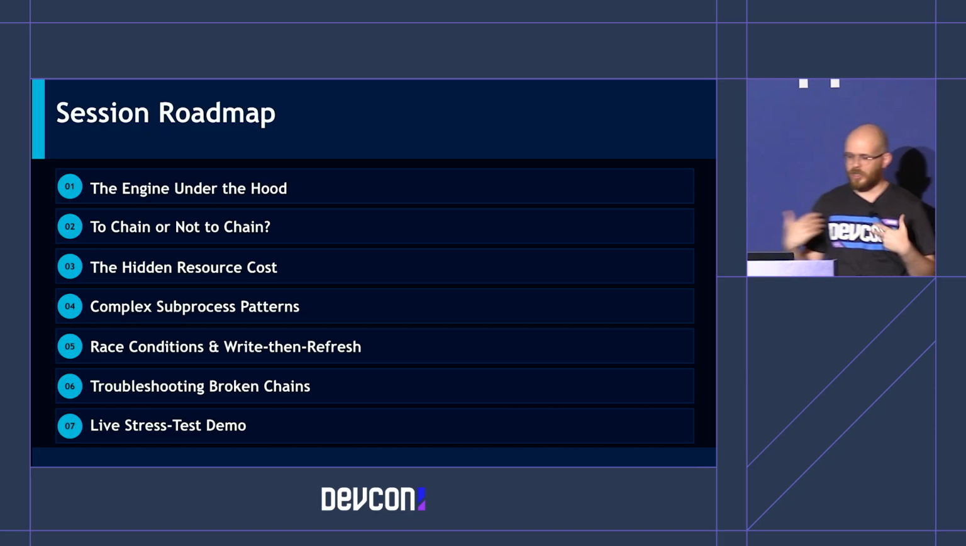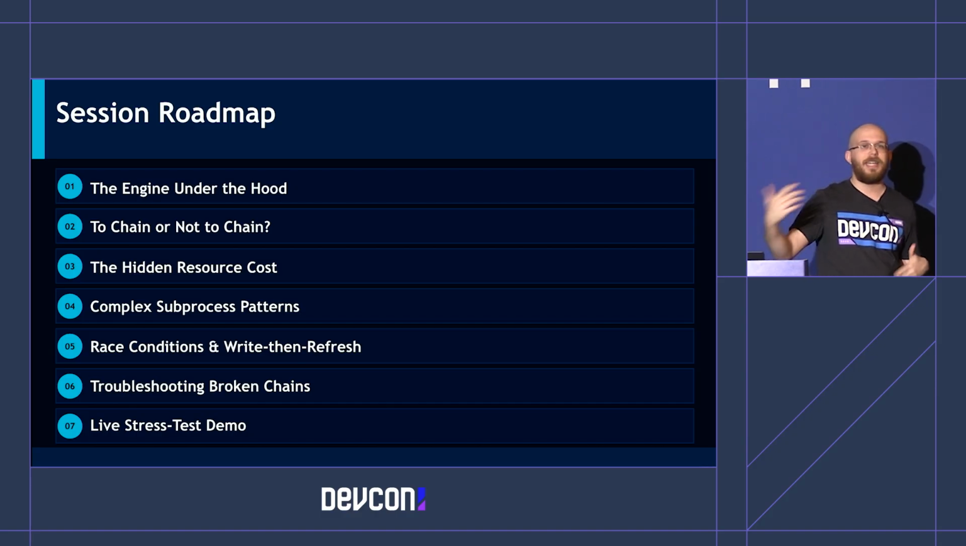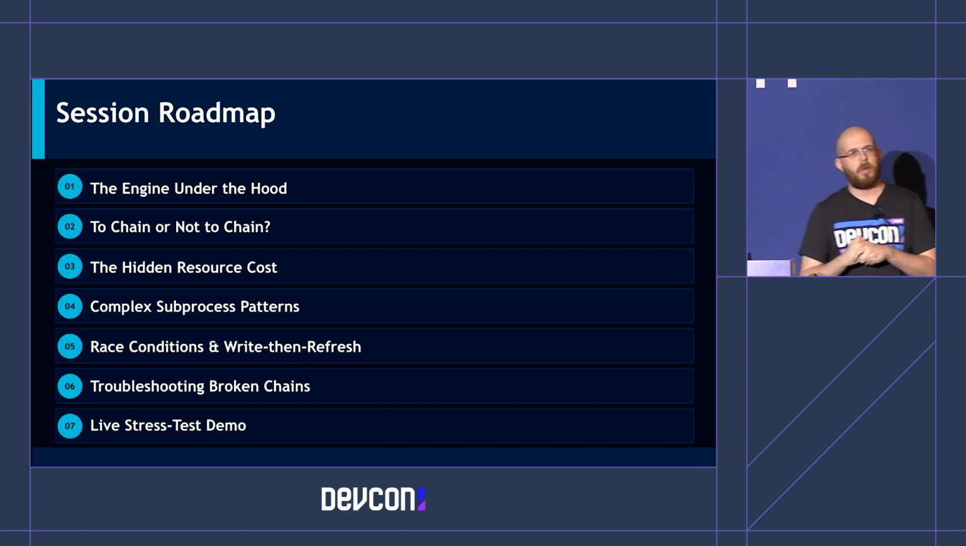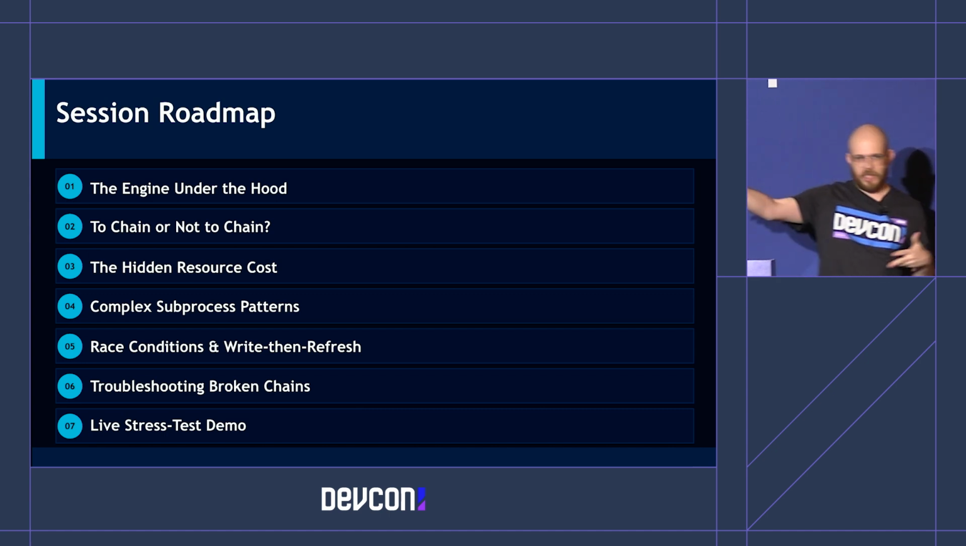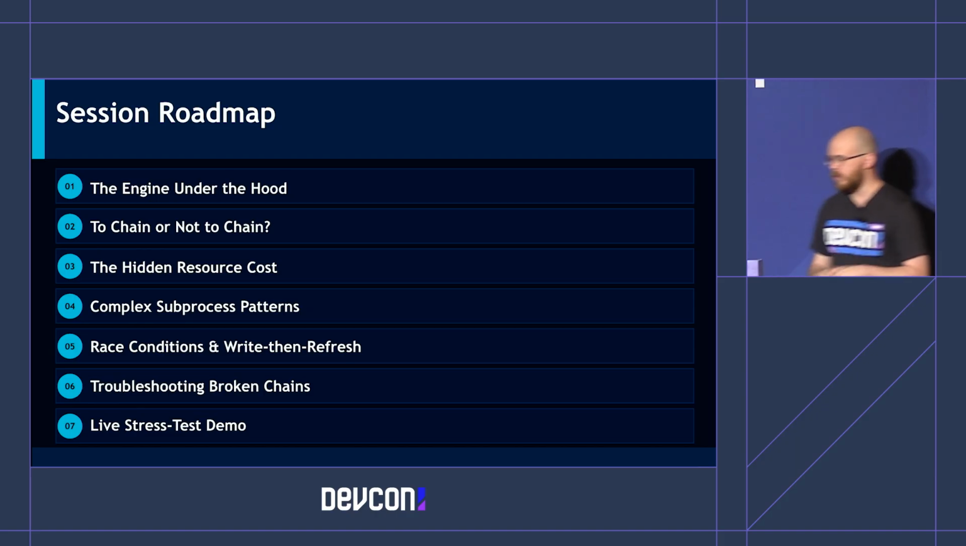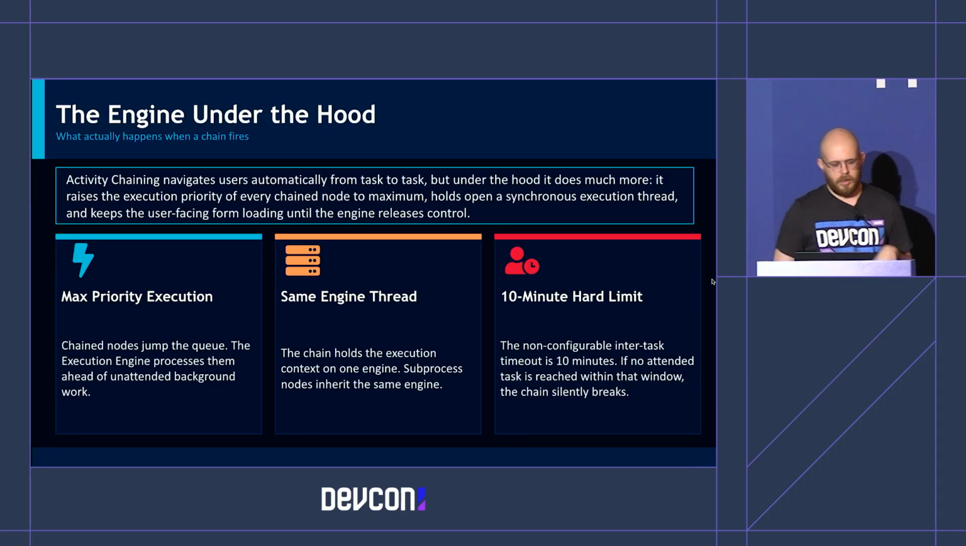Part 6 is going to be troubleshooting broken chains, during which we're going to talk about reading logs and understanding limits. And finally, part 7, the most exciting part, the demo. We're going to be talking about seeing some actual examples of process chains, both working and not working, and talk about how to fix them.